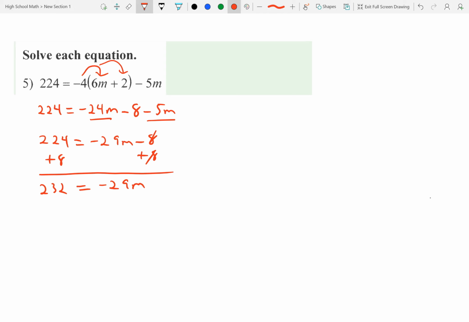Lastly, we want to get m by itself. We'll divide by this minus 29 on both sides. Remember, the coefficient, it's connected. Connected means multiply, so we do the inverse operation, which is division. Minus 29 divides with minus 29 to leave 1m. We'll just leave it as an m. 232 divided by 29, I believe that's going to be a minus 8. We should take this minus 8 and substitute it back into our original statement to verify that it is a solution.